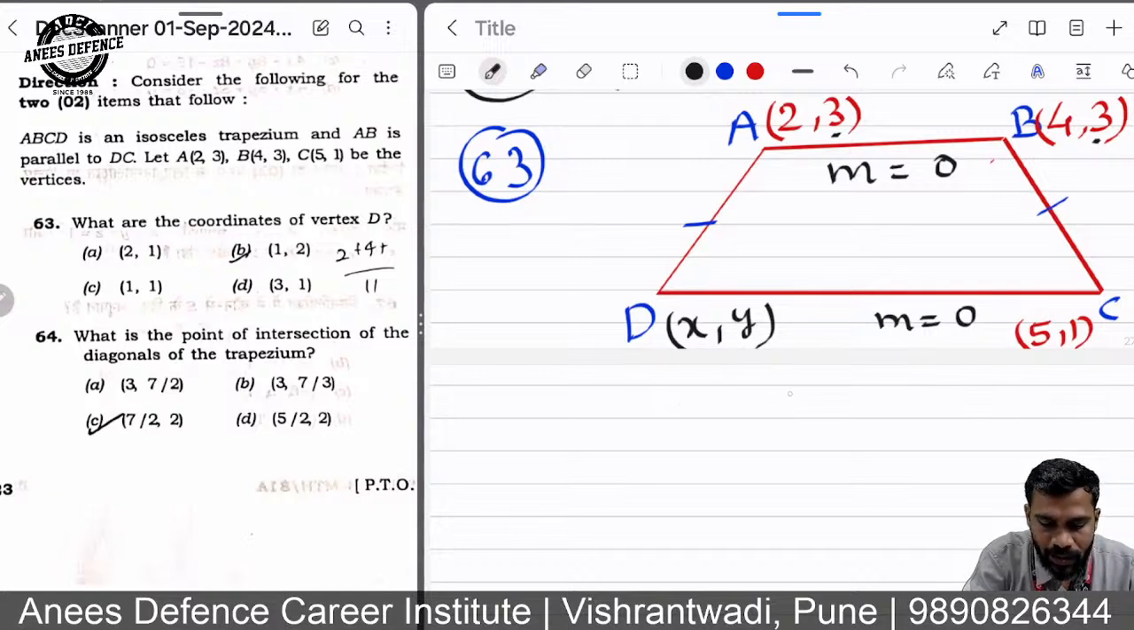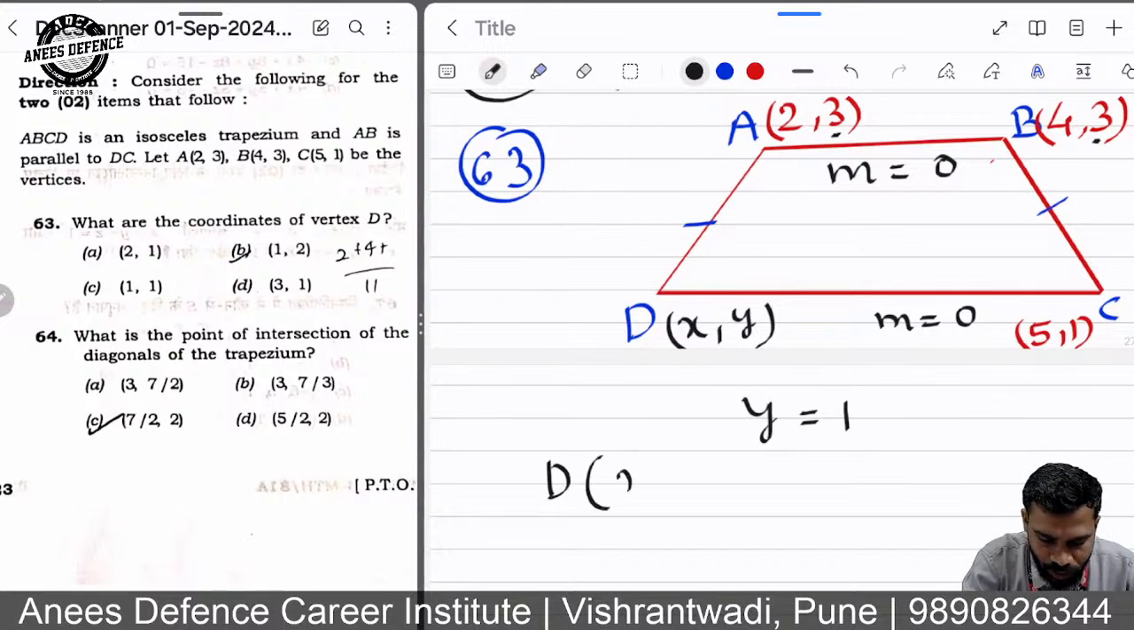If slope is 0, it means it is parallel to the x-axis. It means y is equal to constant. So the equation of DC will be y is equal to 1, isn't it? So y is equal to 1. So this is the equation. So can we say the y coordinate of D will be, of course, 1, right? So we have got the coordinates of D, (x, 1).